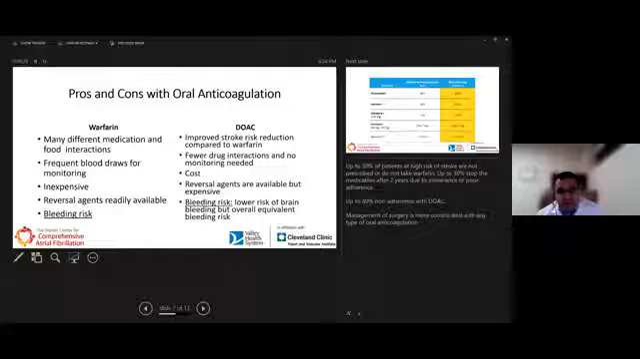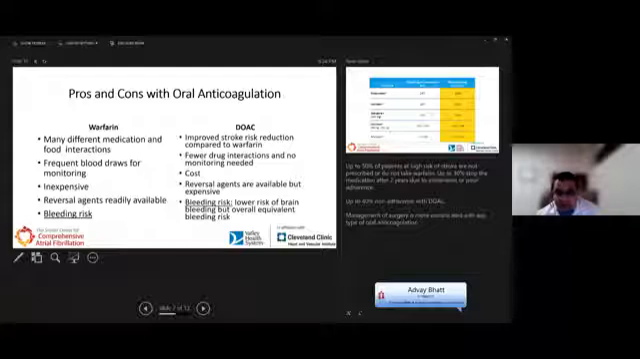The newer medications or direct oral anticoagulants were designed to improve upon some of the challenges we face with warfarin. They're actually potentially better at reducing the risk of stroke than warfarin. There are fewer drug interactions, and you don't require monitoring. The challenge, though, is that these are newer medications that can be more costly. It used to be that reversal agents weren't readily available, but they are available, though expensive. Bleeding risk: there are lower risks of brain bleeding with these medications, but overall risk of bleeding is about the same.